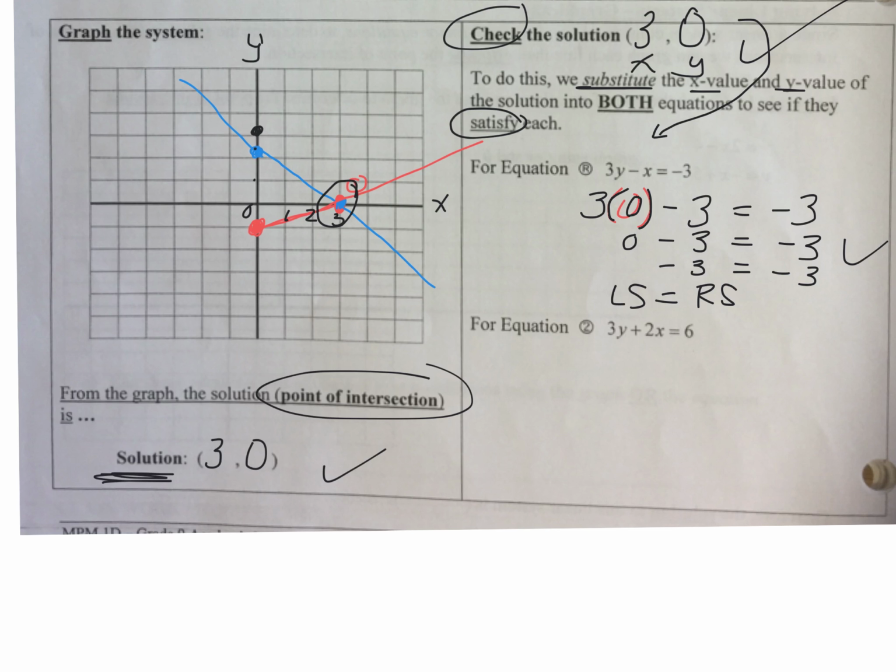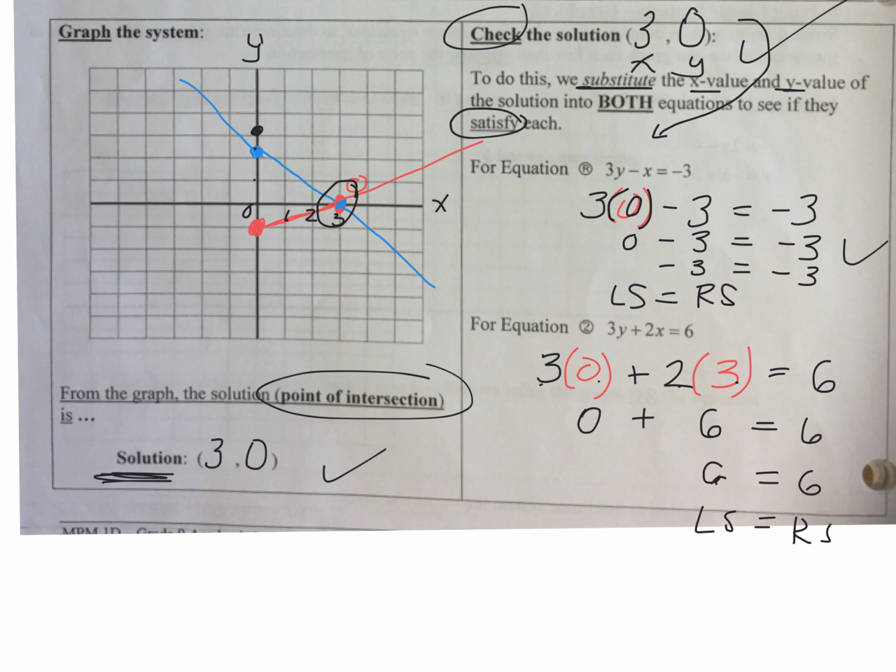What about equation 2? 3 times y. What's y? 0. Good. Plus 2 times x. What's x? Equals 6. What's 3 times 0? 0. Plus 2 times 3? What's 0 plus 6? Does it satisfy this equation? Yes. So it works.